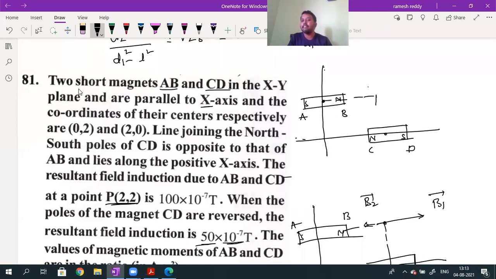Here they have given one point P. This point P is at a distance of 2 centimeters from the center of the first bar magnet AB, and 2 centimeters from the center of the second bar magnet. At this point P, due to the first magnet AB, P lies on the axial line. I call the magnetic field induction value B1. Similarly, point P lies on the equatorial line due to CD. I call that magnetic field induction B2. On the equatorial line, the magnetic field direction is from north pole to south pole. This is B2. Initially B1 and B2 are in the same direction.